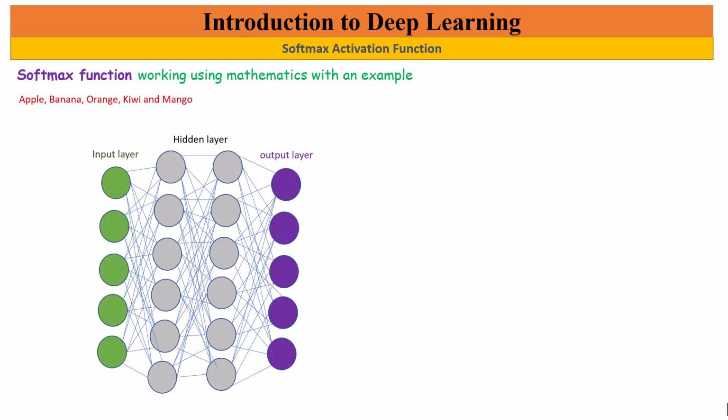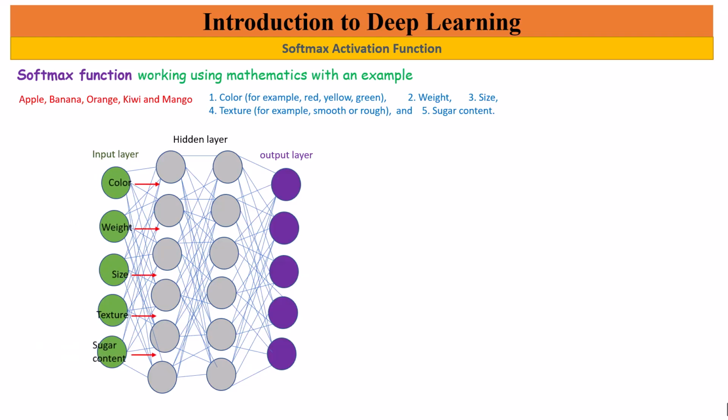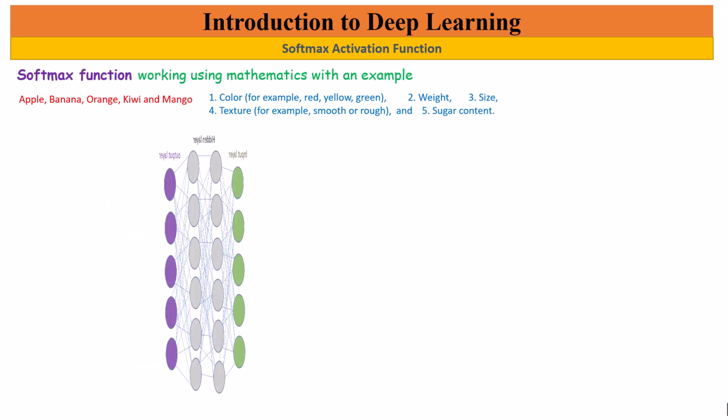Suppose we want the network to identify these fruits based on 5 features. 1. Color, for example, red, yellow, green. 2. Weight. 3. Size. 4. Texture, for example, smooth or rough. And 5. Sugar content. These 5 features are fed into the input layer, which consists of 5 neurons, each one receiving a single feature. The data then passes through hidden layers, where the network learns complex patterns and feature interactions.